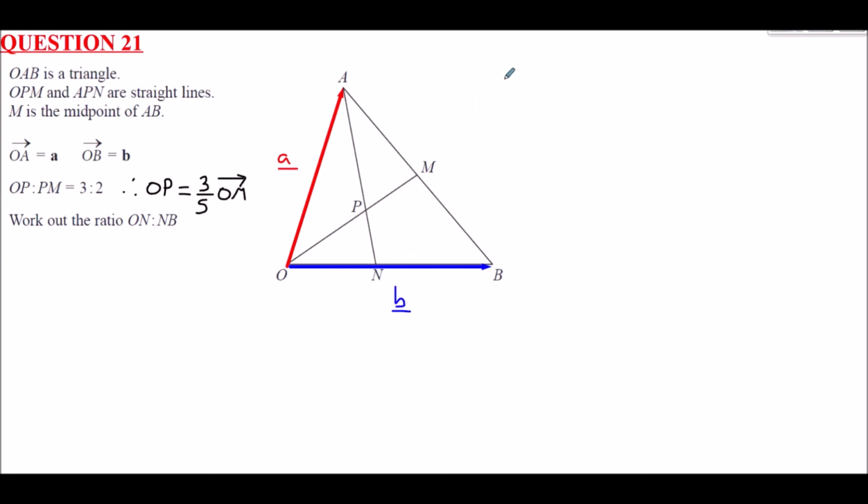So from O to M, how can we get there using what we know? Well, from O to M, we can go from O to A, and then once we're at A, we can go from A to M. Now, what is from A to M? Well, we're told that M is the midpoint of AB. Okay, so from A to M, that's just half of from A to B.